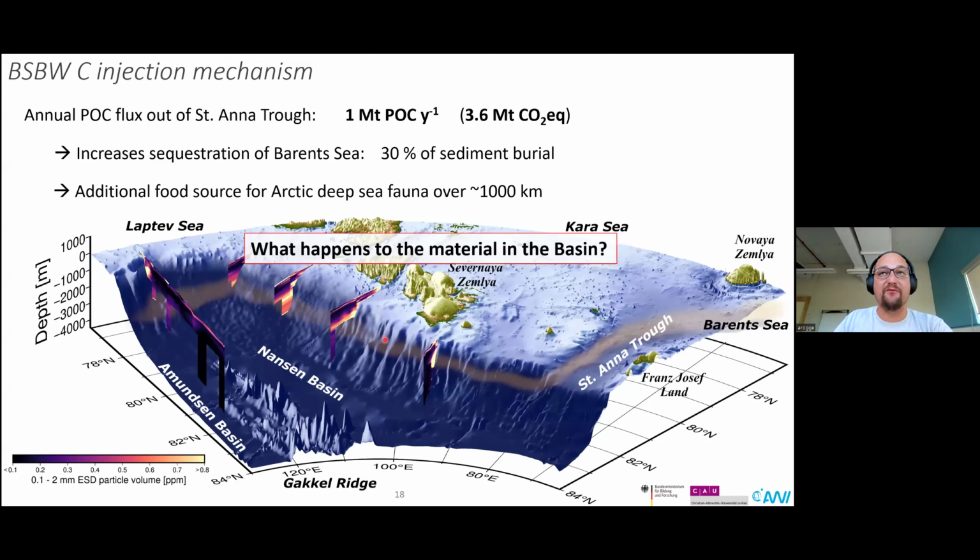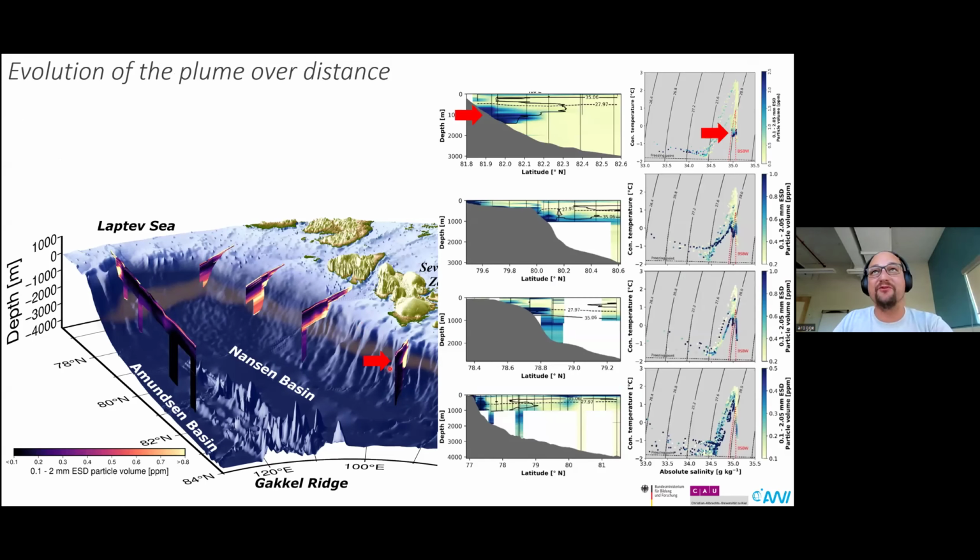But as I said, I wanted to know what's happening to that material, and then we can look into our other profiles or the other transects we have. And first of all, like our first transect again, we already saw that large particles are sinking out of the Barents Sea bottom water. So you see that here, it ends up in the upper polar deep water.